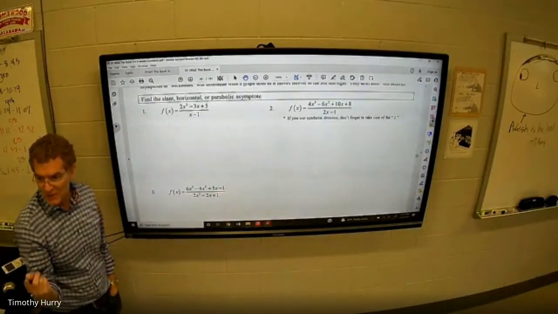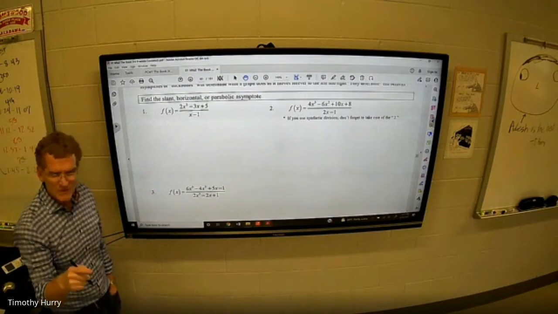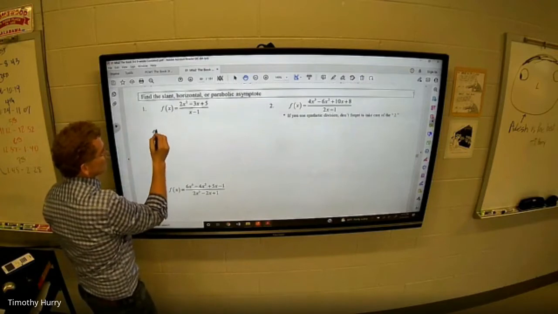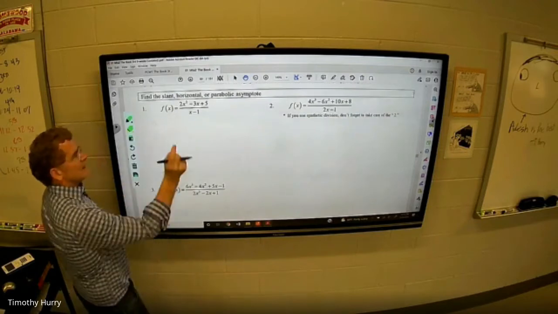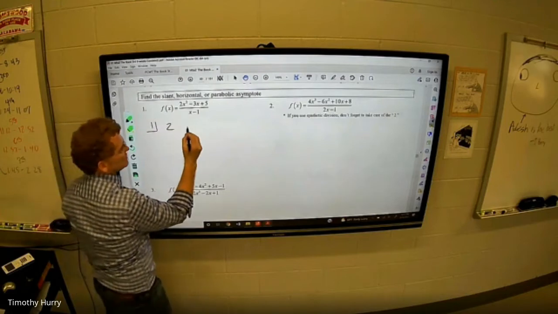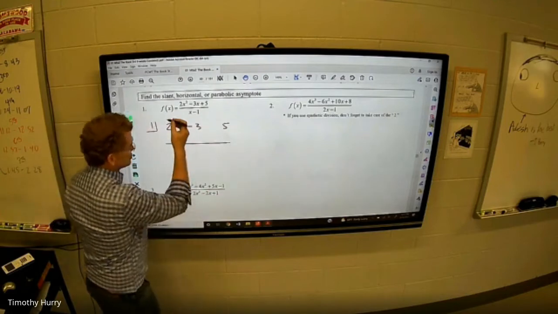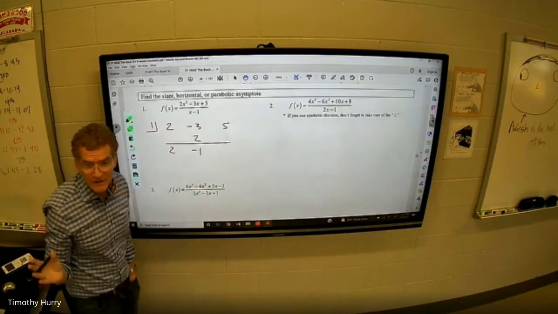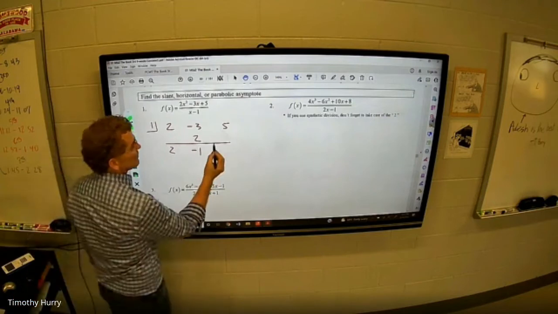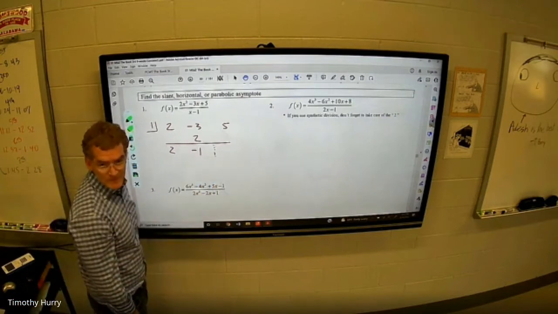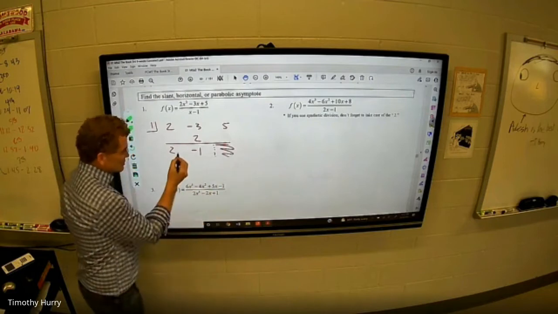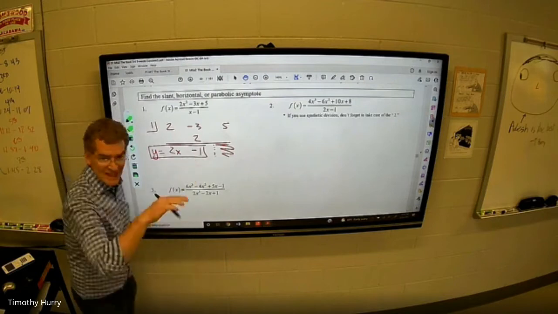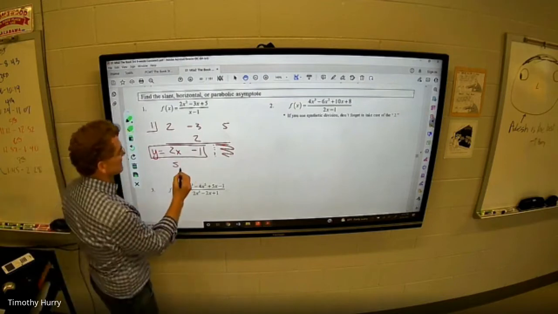As a class, y'all did a pretty good job of remembering that this year, but some of you are still forgetting. But right here, I can take positive 1, divide it into 2, negative 3, 5. So here we go. Drop the 2. 1 times 2 is 2. Add that, a negative 1. I can stop right there. I don't even have to go any further because what am I finding when I go further? The remainder, which I don't even care about. So I just put an x right there, set it equal to y. This is a slanted line, so I have a slant asymptote.